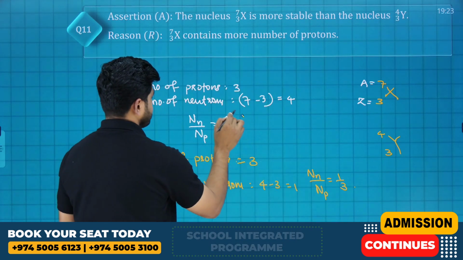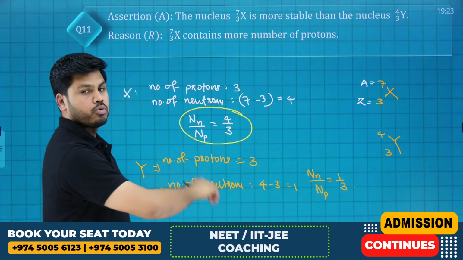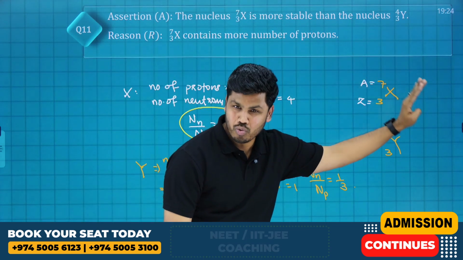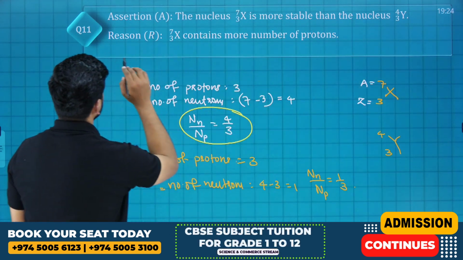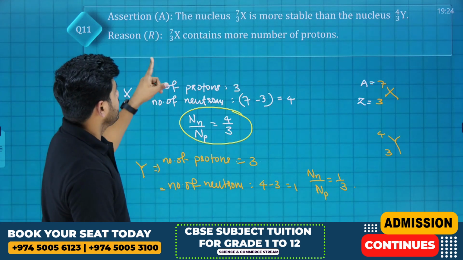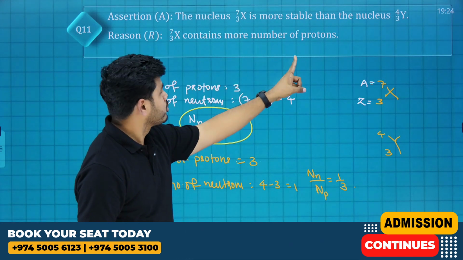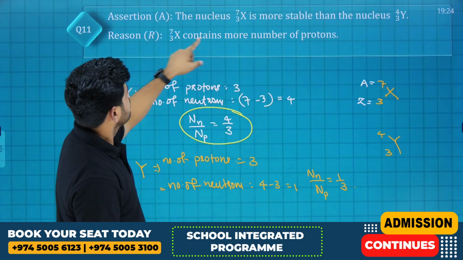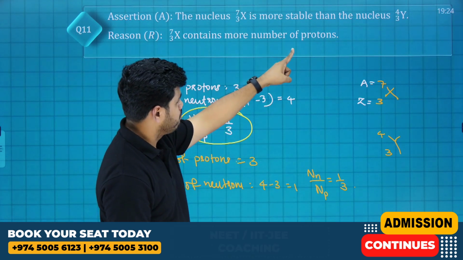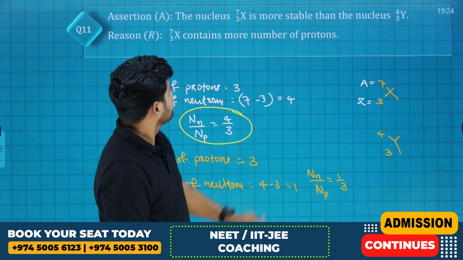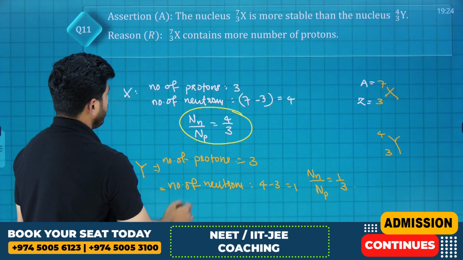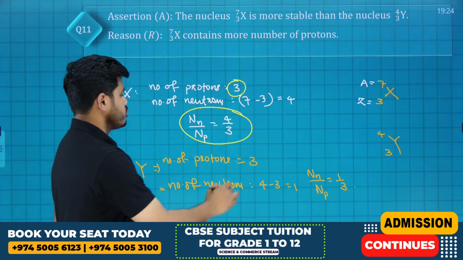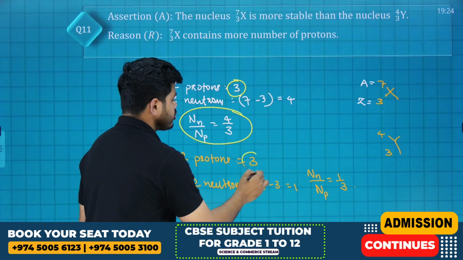Yes. So X has the more neutron-proton ratio, and we can say that X is more stable. The assertion is a true statement. Now look at this. Reason: X contains more number of protons. And look at that. X has how many protons? 3. Right? And the number of protons in Y also is 3.